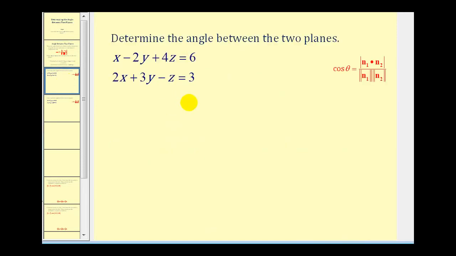Again, the key in order to find this angle is going to be to identify the two normal vectors to the two planes. We should remember from a previous video that it's pretty easy to find a normal vector to a given plane in general form, as we see here, because the coefficients of the variable terms will give us the components of the normal vector. So looking at this first equation, the first normal vector will have components 1, negative 2, 4, and the components of the second normal vector to the second plane will be 2, 3, and negative 1.